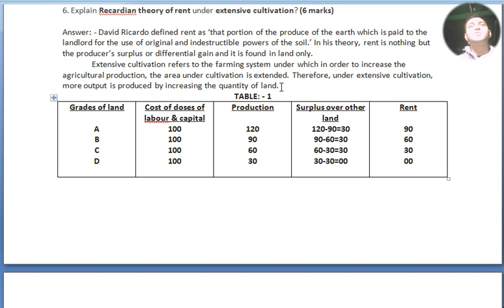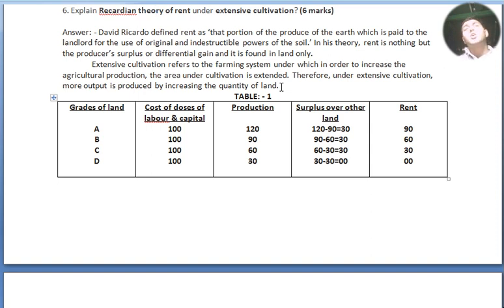Extensive cultivation refers to the farming system under which, in order to increase agricultural production, the area under cultivation is extended. Therefore, under extensive cultivation, more output is produced by increasing the quantity of land. Grades of land are given. The table you can see: A, B, C, D.